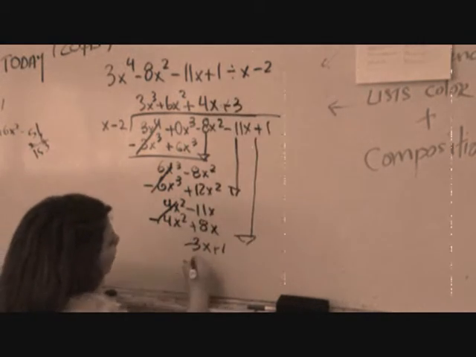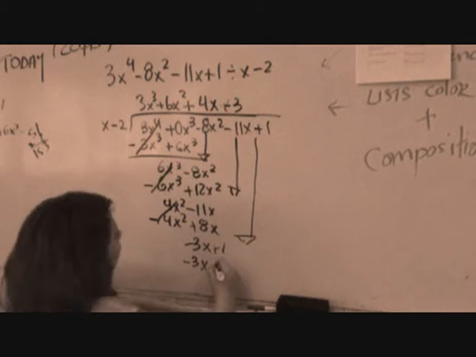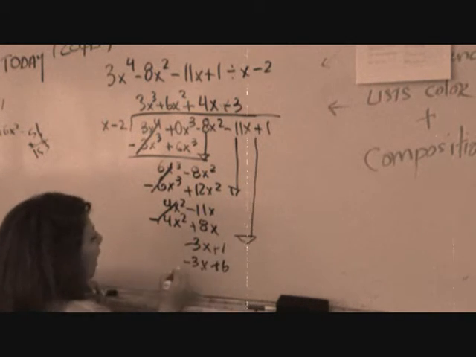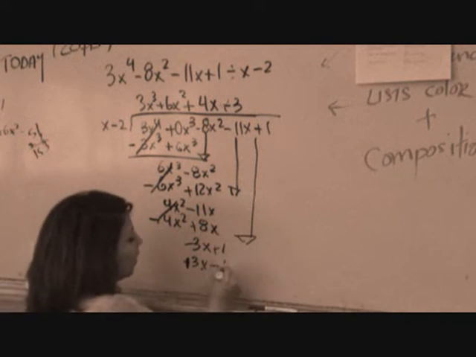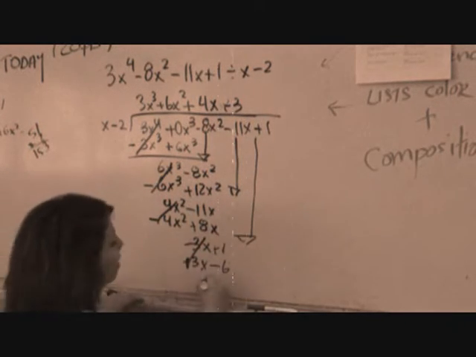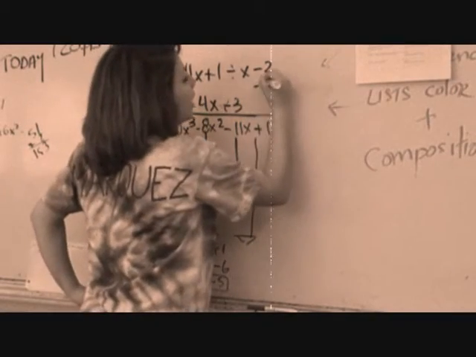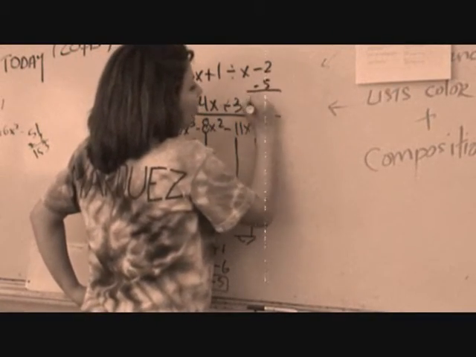Negative 3 times x is negative 3x. Negative 3 times negative 2 is positive 6. Since there's subtraction right here, this turns into a negative and that turns into a negative. So instead of being plus 6, it'll be negative 6. These two cancel out, and your remainder is negative 5. So you would write it as negative 5 over x minus 2.